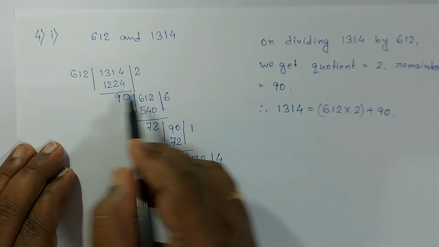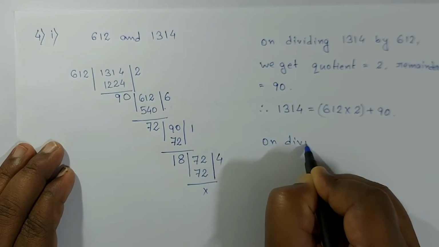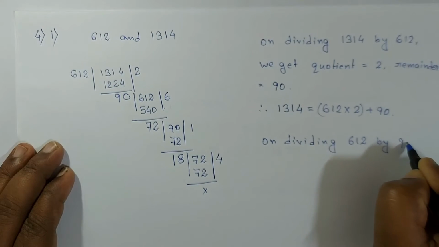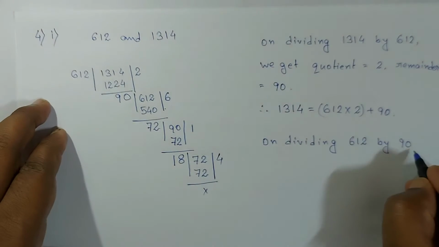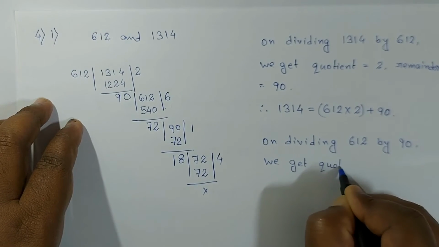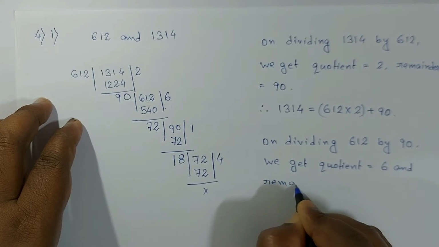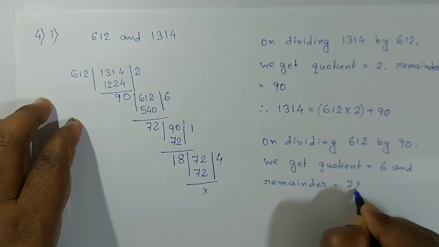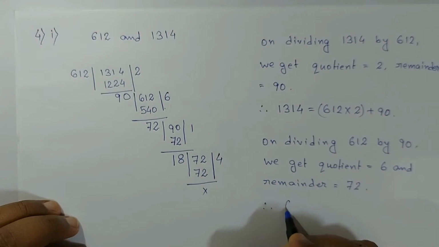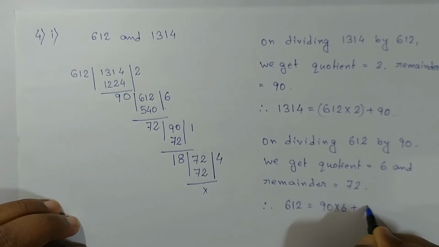That is for the first step. Then for the second division, again we will write, on dividing 612 by 90, we get quotient equals 6 and remainder equals 72. Therefore 612 equals 90 into 6 plus 72.